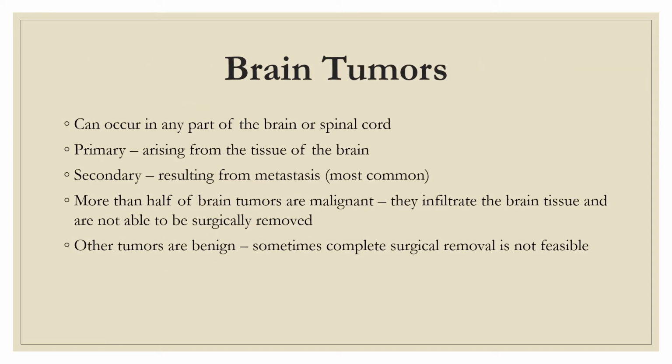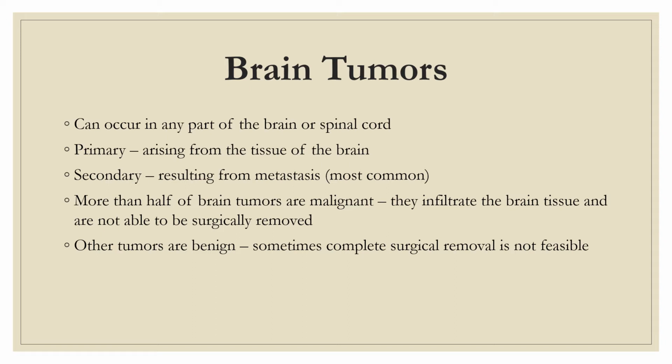Okay, so now we're going to get into our types of cancers. The first one we're going to talk about is brain tumors. About 23,400 people are diagnosed with brain tumors each year in the U.S. The brain is a frequent site for metastasis, so oftentimes patients with lung cancer or breast cancer, it typically metastasizes to the brain.